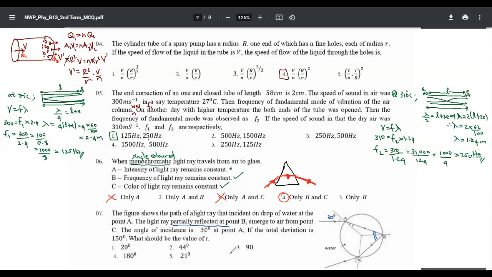The refractive index is not given, but the total deviation is given. So it's a different type of question. Total deviation is given. What should be the value of R? You can't find R using Snell's law because the refractive index is not given. Now, deviation is happening at how many places? Three places: A, B, C. But before that, we know this is a sphere. So these lengths are equal. Why is that? The lengths are marked, they are equal, right, people?